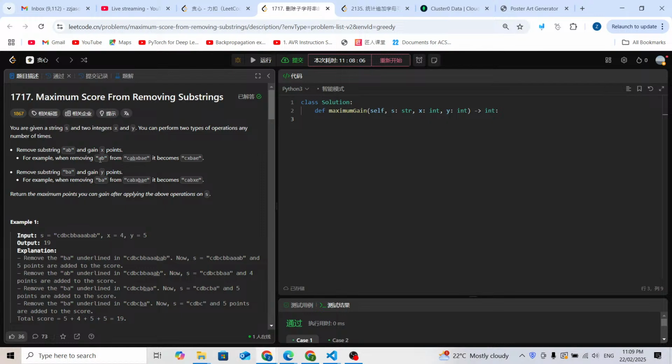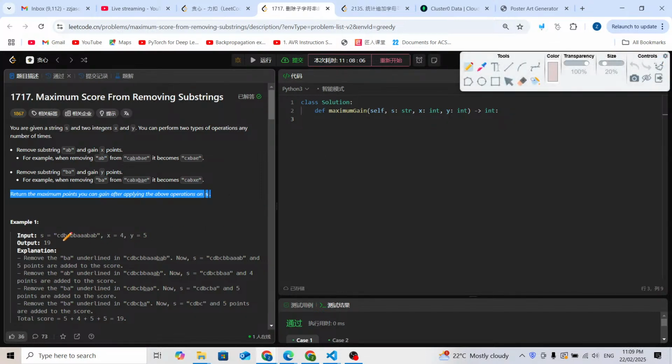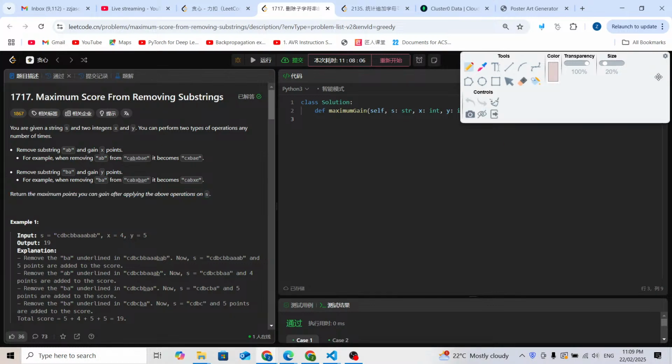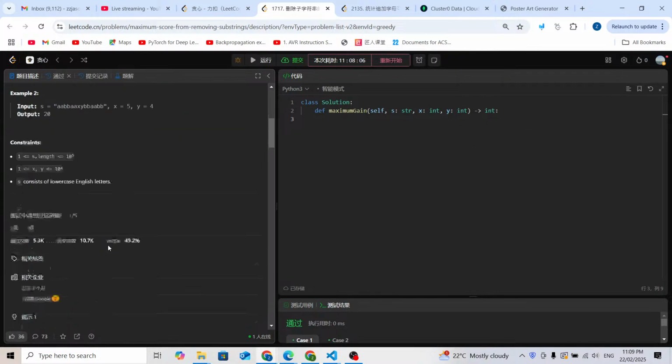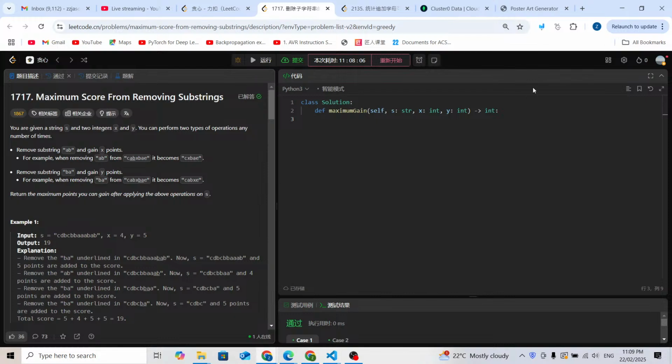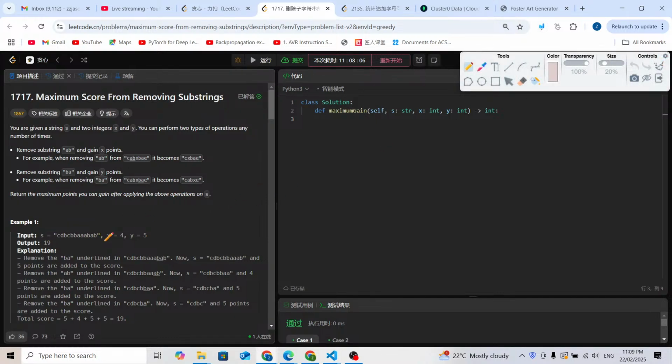So if we remove AB, we get X points. If we remove BA, we get Y points, and we want to get the maximum points. It's easy to understand, but it's really difficult to do, because basically we have no idea how we're going to solve it. Maybe we'll think about dynamic programming, but it's going to be really hard to use, because the string length is 10 to the power of 5, and we need to decide whether to remove AB or BA.